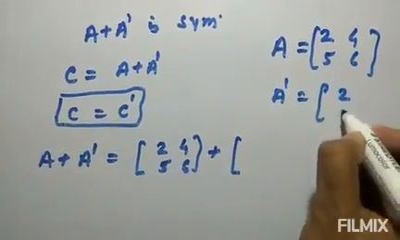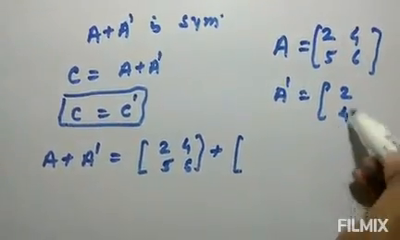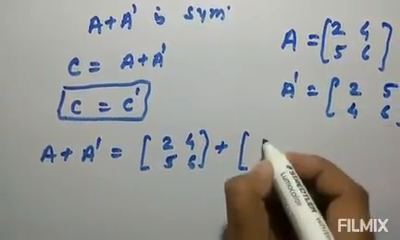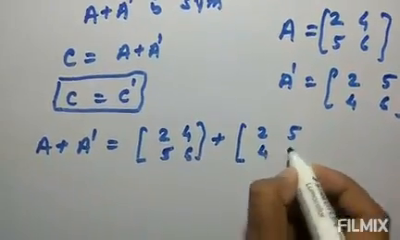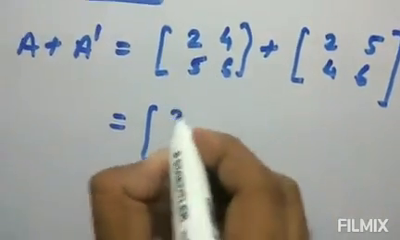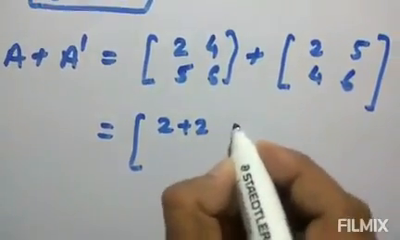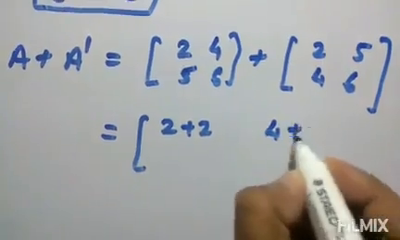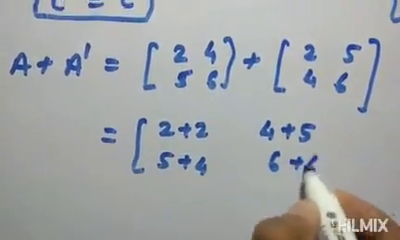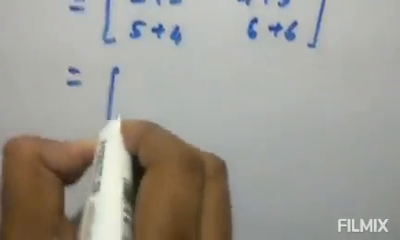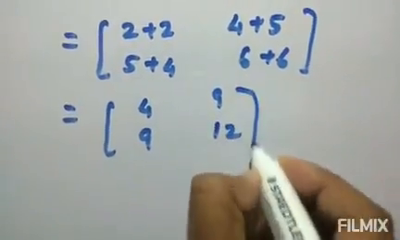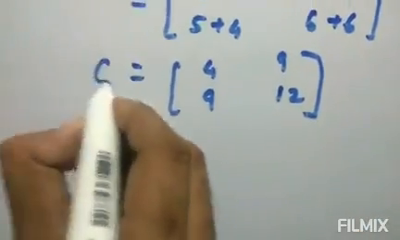equals to 2 4, the first row is converted into a column, then the second row 5 6. It is A transpose. Taking the sum, 2 plus 2, 4 plus 5, 5 plus 4, 6 plus 6, it becomes 4 9 9 and 12. So this one equals to C.